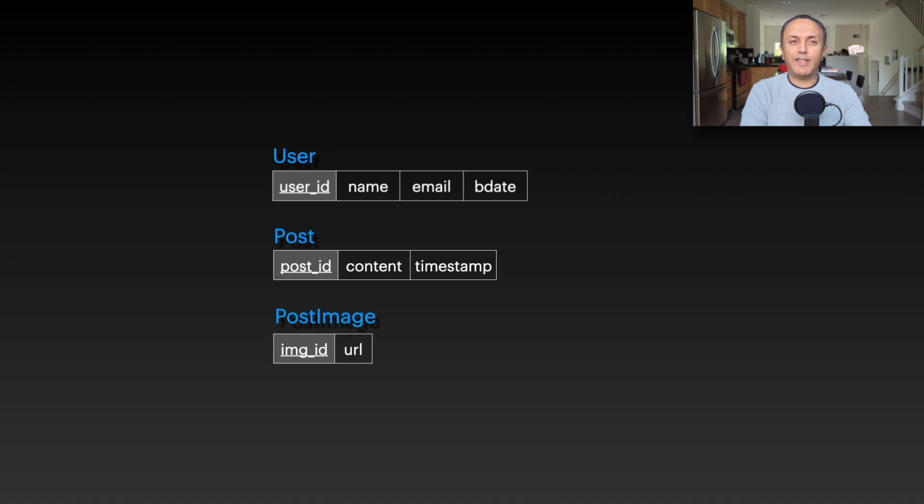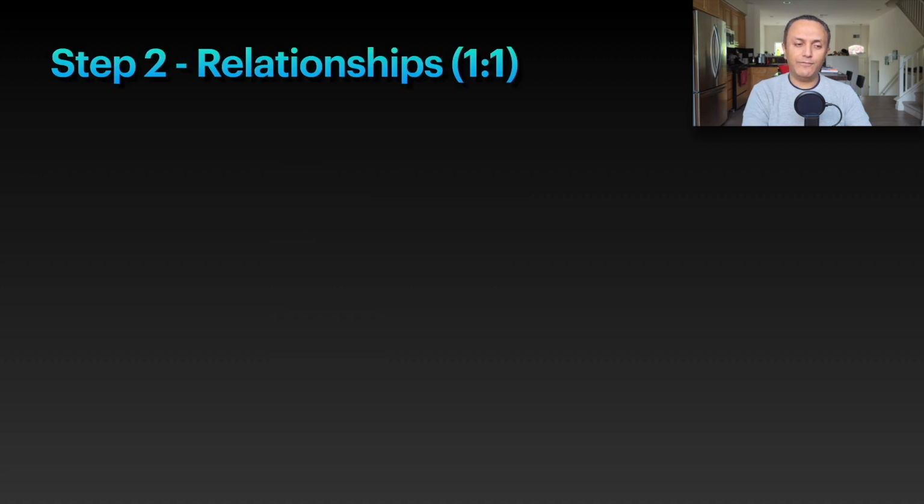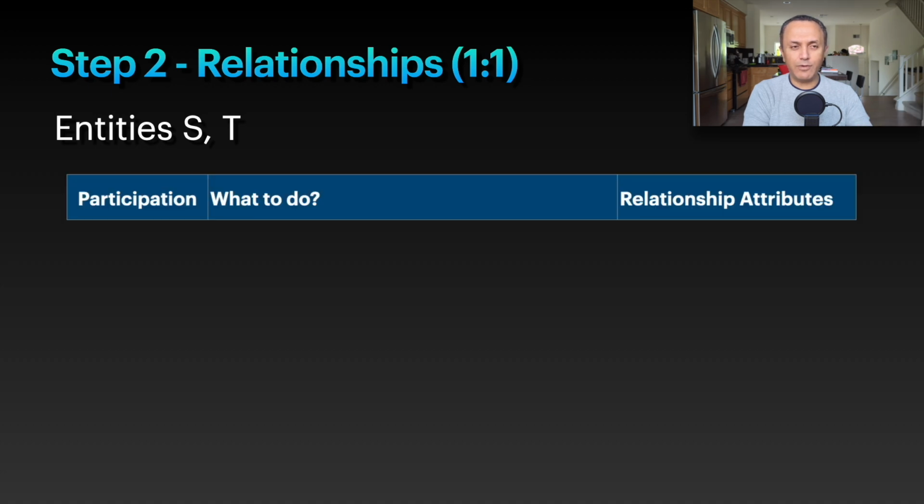So that was the first step, the entities. Now we have to look at the relationships. We're going to look at each type of relationship separately. So first, we're going to look at one-to-one relationships. For one-to-one relationships, assuming that they are between two entities, S and T, we're going to look at the participation of that relationship. So we have different combinations.